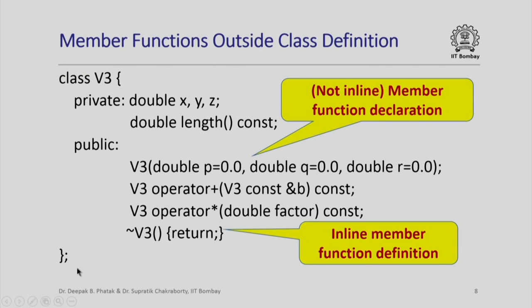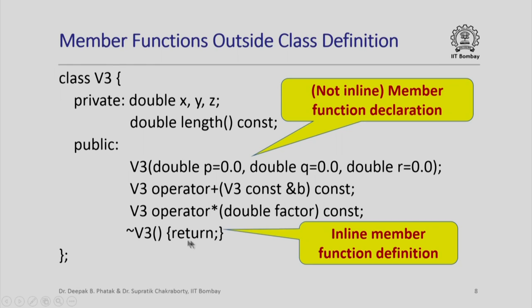Here is the same class V3, the same private data member, but note that this member function is not defined here. I have not stated what exactly this member function does. I have just declared it. Similarly, this member function, which is actually a constructor function, has also not been defined here. It has simply been declared here. So is this member function and this member function. However, the destructor member function has been completely defined here.